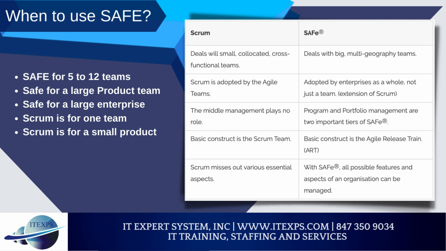Scrum: the basic construct is the Scrum team. SAFe: the basic construct is the Agile release train, ART. Scrum misses out on various essential aspects. With SAFe, all possible features and aspects of an organization can be managed.